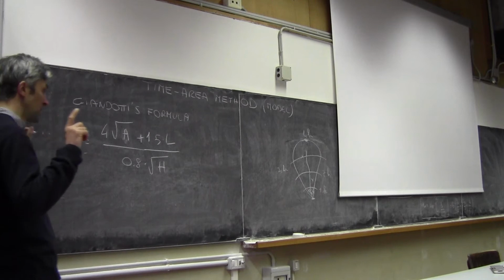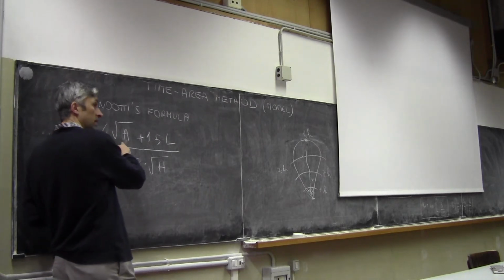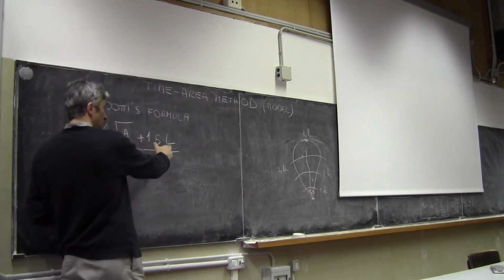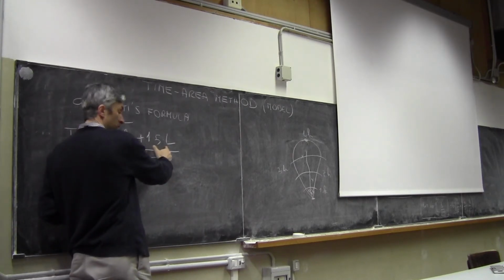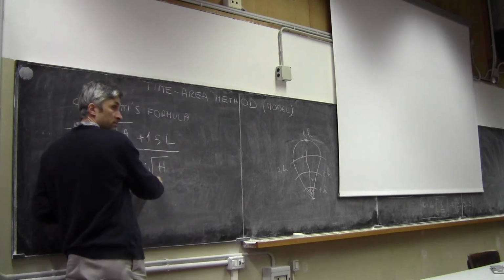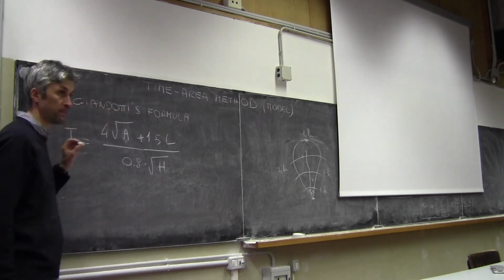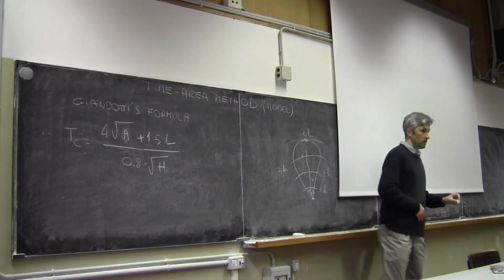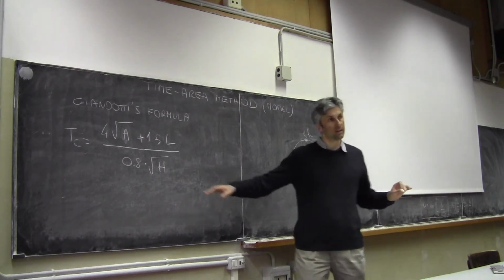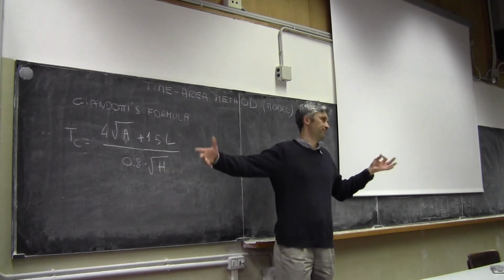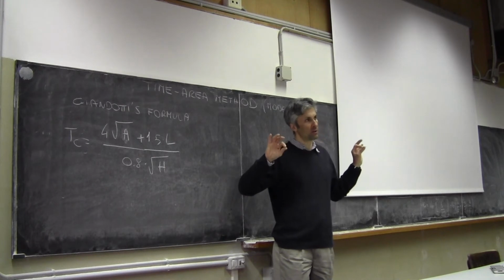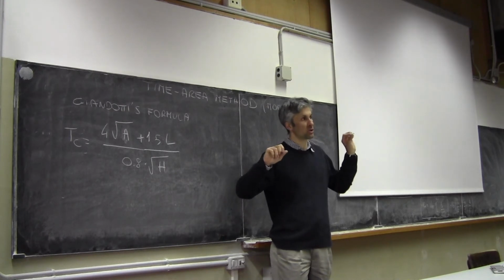And be careful, here area is expressed in square kilometers, L is expressed in kilometers, elevation in meters. So it's not dimensionally homogeneous, this formula. You can understand the uncertainty here, because it's clear that it's empirical, okay? This is a formula that can be used for computing the concentration time.